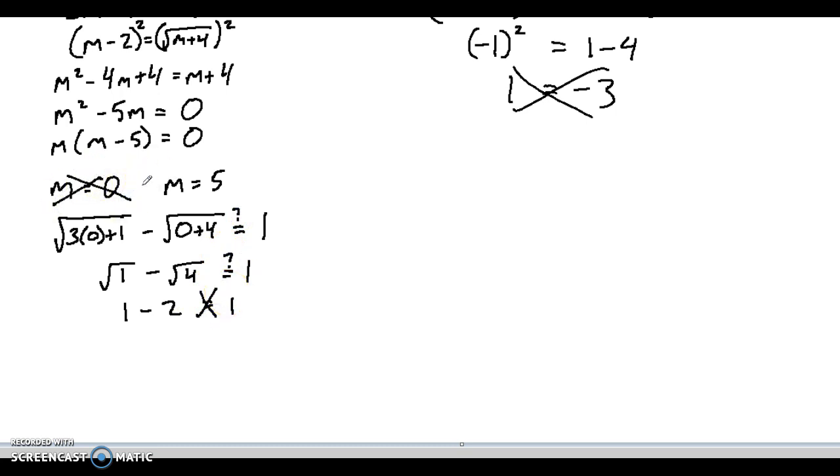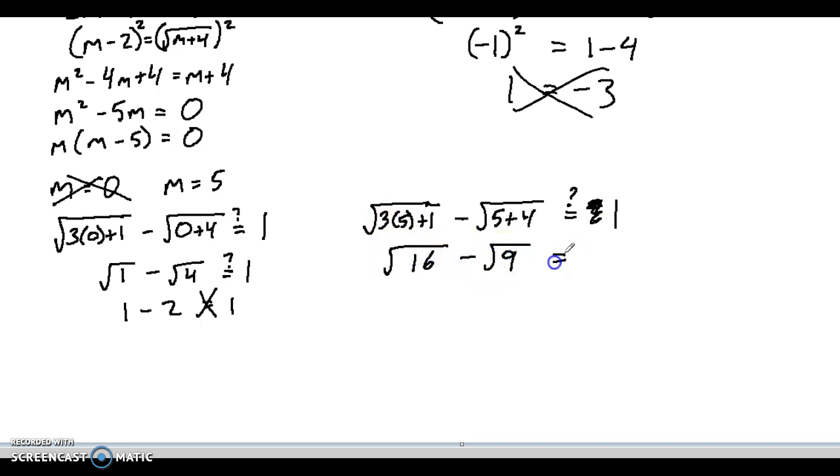Now, just because 0 failed does not mean 5 is my answer. It is possible that we have no solutions, so we have to check 5 independently. So we have the square root of 3 times 5 plus 1 minus the square root of 5 plus 4. We're asking, is that equal to 1? 3 times 5 is 15, plus 1 is 16. 5 plus 4 is 9. Square root of 16 is 4. Square root of 9 is 3. That does, in fact, equal 1. So m equals 5 is a solution. I hope this video helps out a bit.